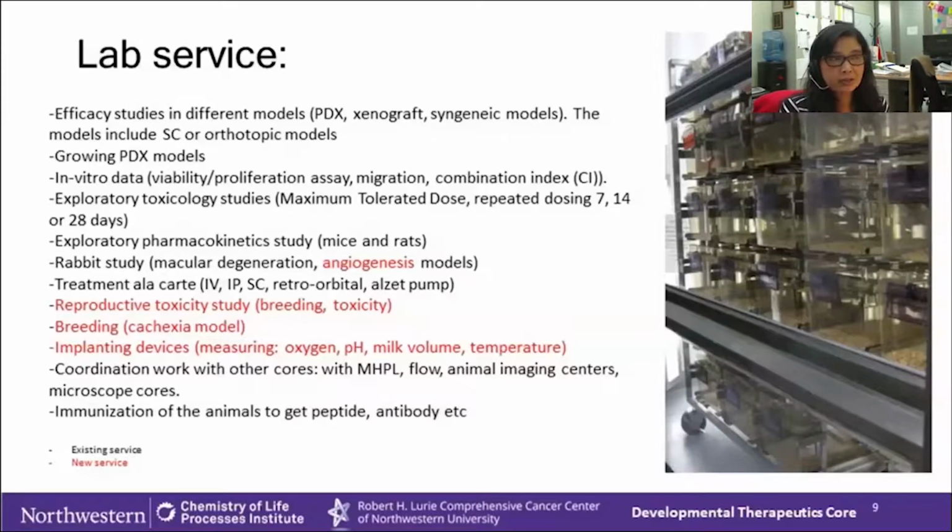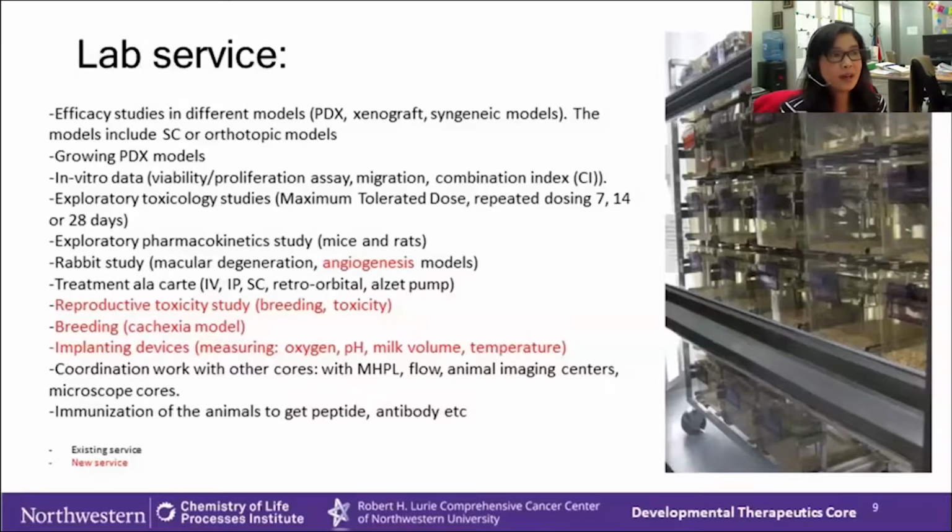The one that is very unique for us is that we are also capable of performing toxicology studies, including maximum tolerated dose, where we can investigate the dose range of a new drug. We complete repeat dosing for 7, 14, and 28 days. We do exploratory PK, where we can understand the characteristics of the drug, especially the clearance in mice as well as in rats.